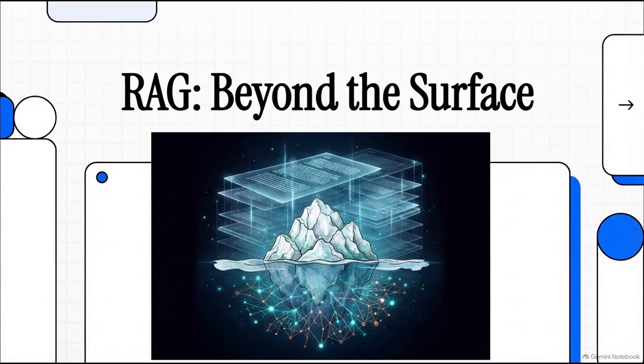RAG is not just taking a PDF, running some basic chunking, generating embeddings, and tossing the whole thing into a vector database. It's a highly disciplined engineering practice. It's really the art of building accurate, stable, and completely explainable knowledge systems. So today, we are going way beyond the surface.